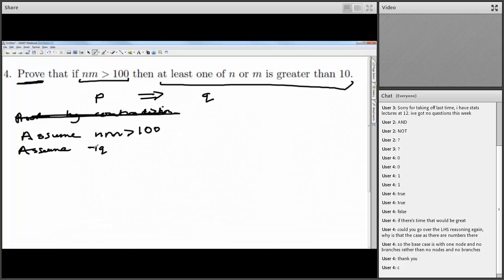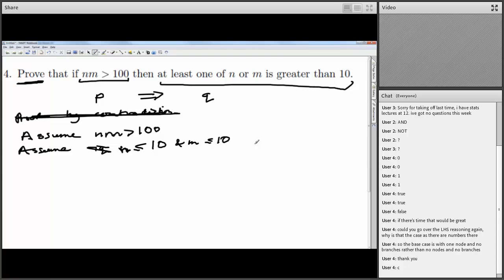So in practice, what does that mean? What's the opposite of at least one of n or m is greater than 10? If that's false, that would imply that n is less than or equal to 10, and m is less than or equal to 10. That would be the opposite of that. I hope that makes sense. If it doesn't, that's really just De Morgan's law, so it's cropping up again. But that's essentially what it is.